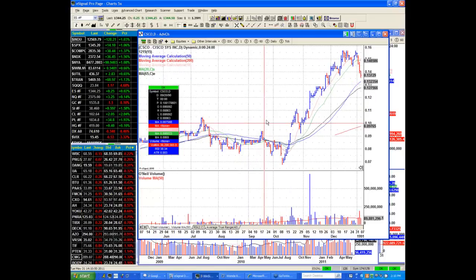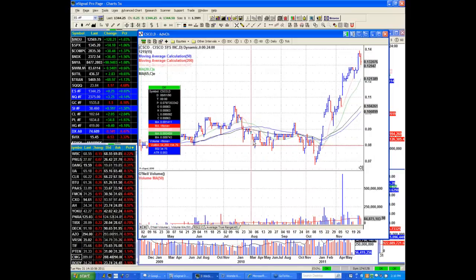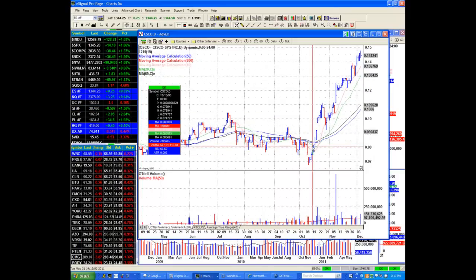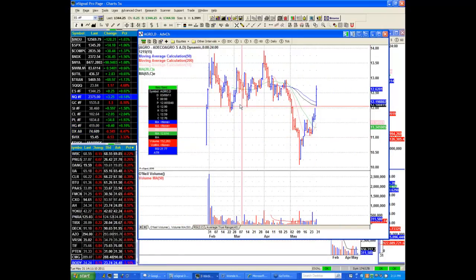And here's, I think, this is the pattern. Cisco, when it came public, broke out. You can see that it came public in 1990, and then in late 1990, it actually broke out after this big shakeout. I want you to keep that imprinted on your brain, and we'll go look at Agro right now. There are some similarities, but really, when you study them, they're not really that similar.